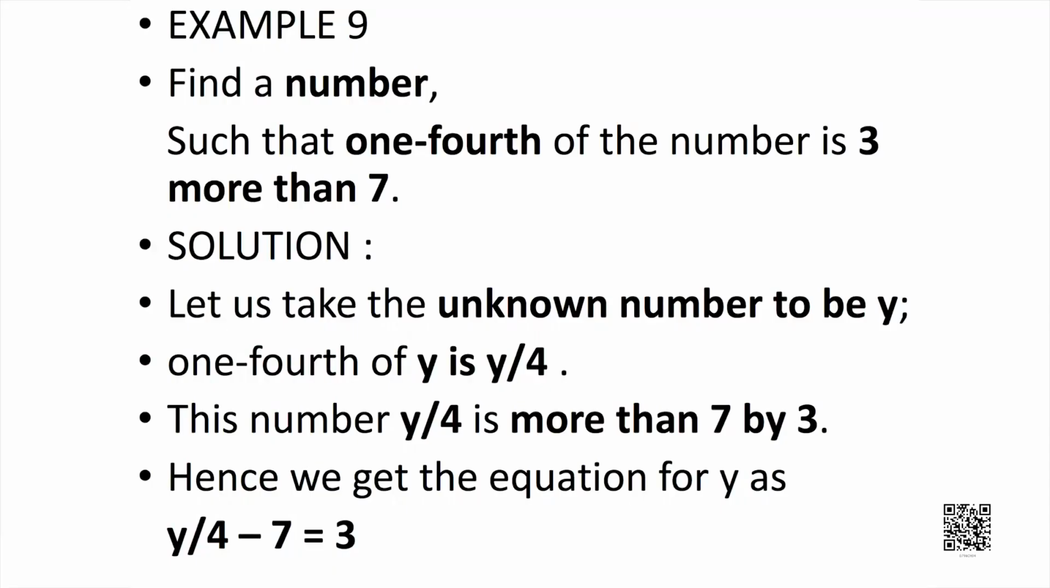The question is, find a number such that 1/4 of the number is 3 more than 7. Now let us take the unknown number to be y. 1/4 of y is y divided by 4, or y by 4. This number y by 4 is more than 7 by 3. Hence we get the equation as y by 4 minus 7 is equal to 3.